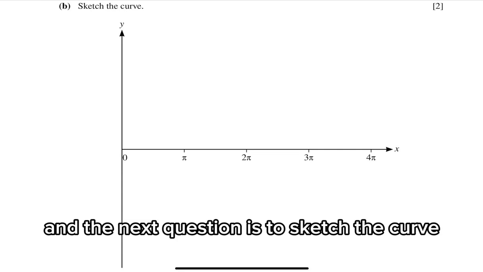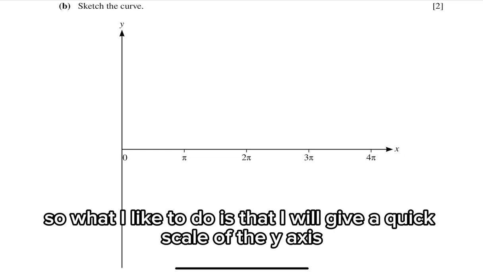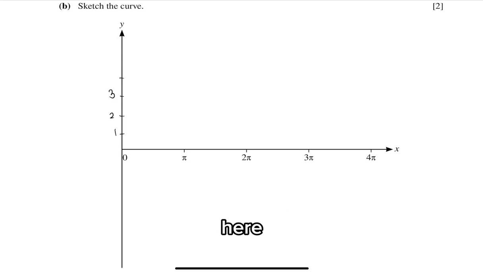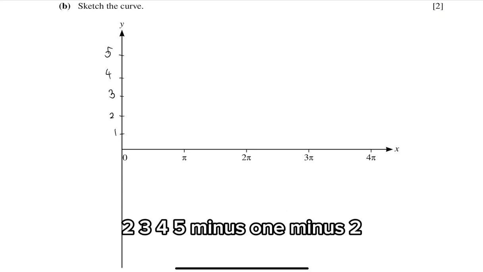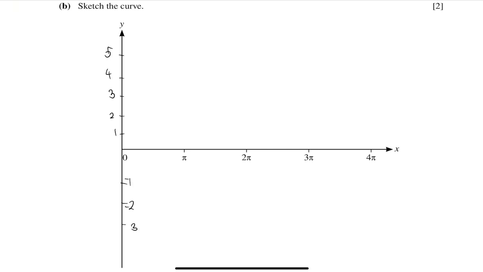And the next question is to sketch the curve. So what I like to do is give a quick scale of the y-axis here: 2, 3, 4, 5, minus 1, minus 2, minus 3, minus 4, minus 5.